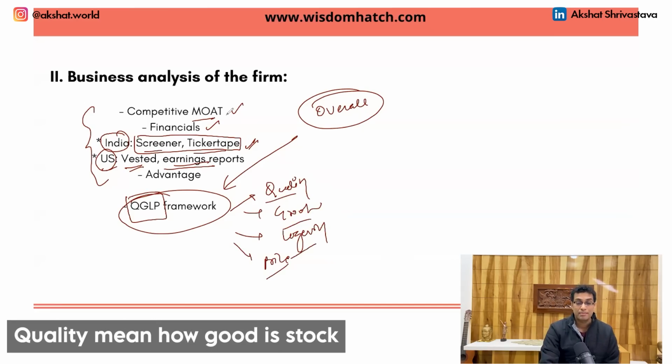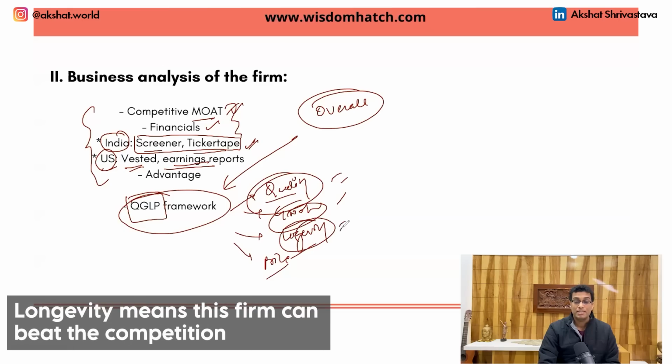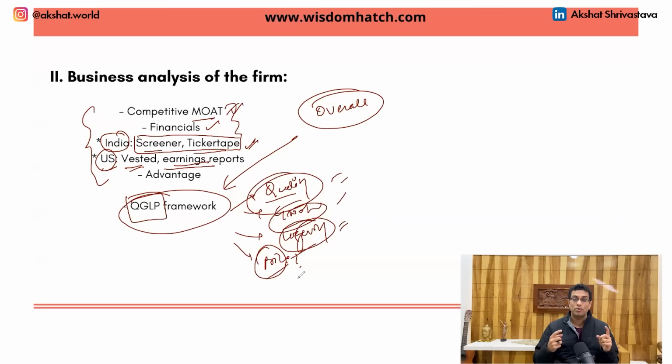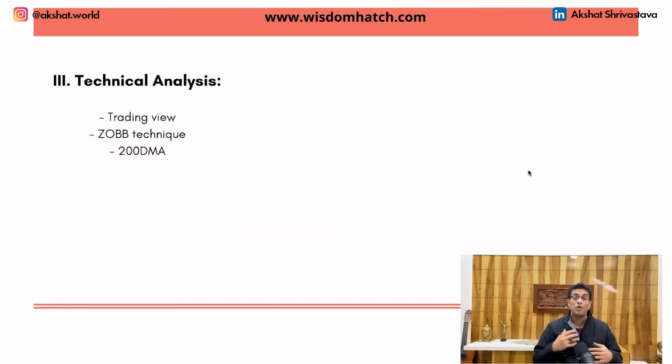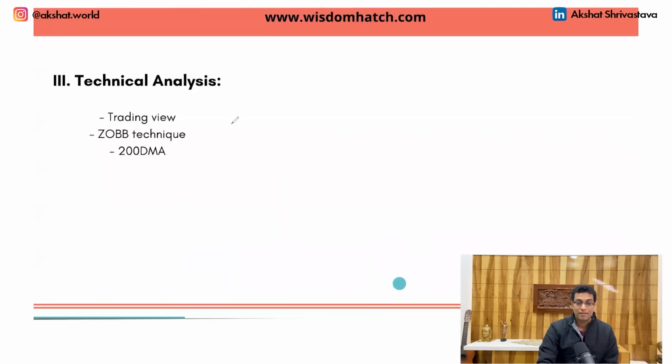So you'll have your answer by doing this analysis. Growth potential, you have done industry growth potential analysis. Longevity means that, you know what, this firm can beat the competition and is it available at a good price, right? So this fourth point is something that you need to understand via using technicals. Which brings us to the next section, that how do you discover prices? But do tell me which investor gave this QGLP framework. Okay, so how do you discover price and figure out if something is good or bad?